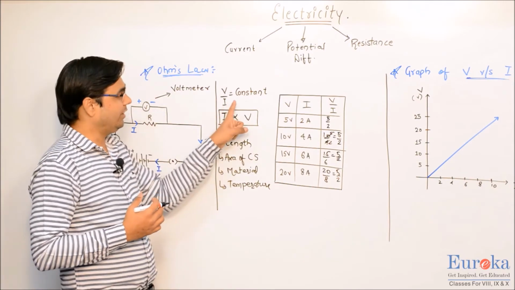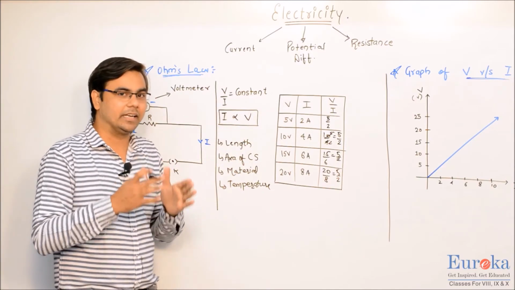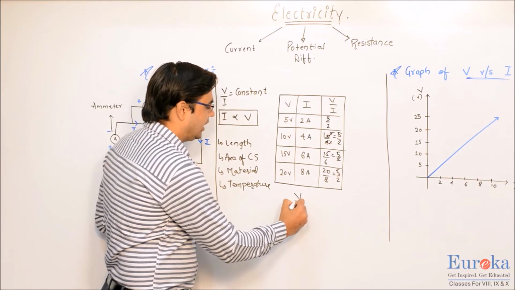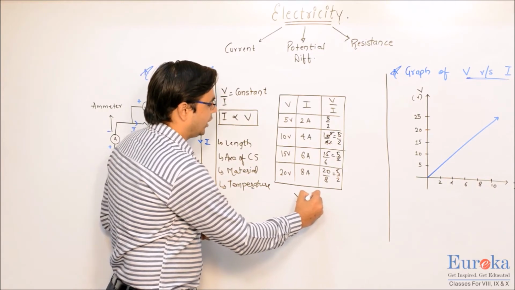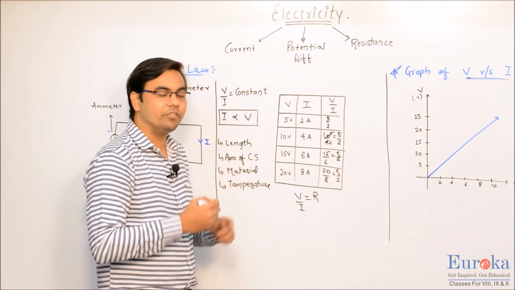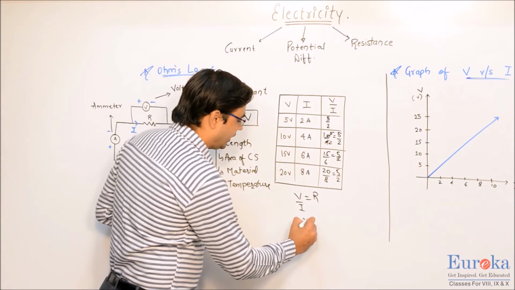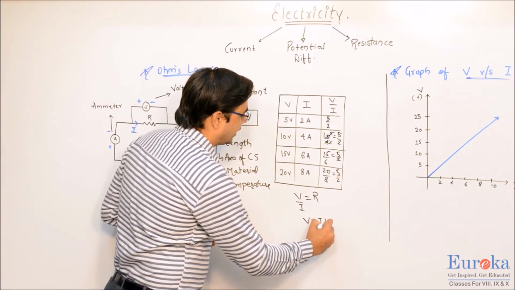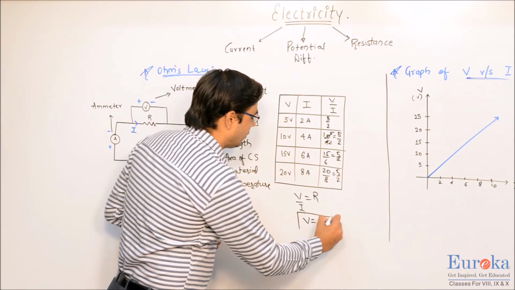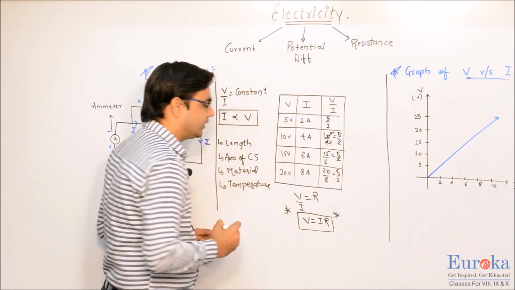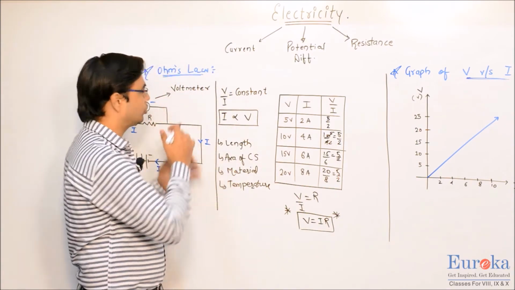So that means the only factor which remains constant in a metallic conductor is the resistance, and so we can say that V upon I is actually equal to the resistance R, which helps us to obtain the final formula for Ohm's law, that is V equal to I into R. This is the most important formula in this entire chapter, and this is what we call Ohm's law.